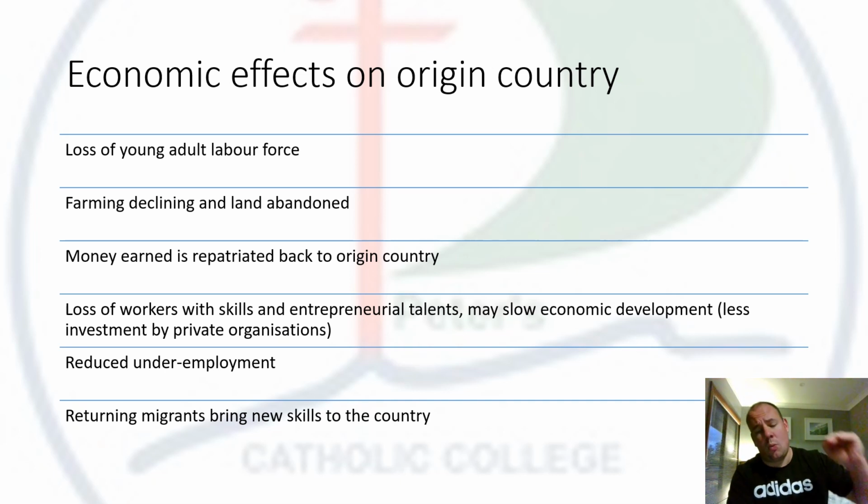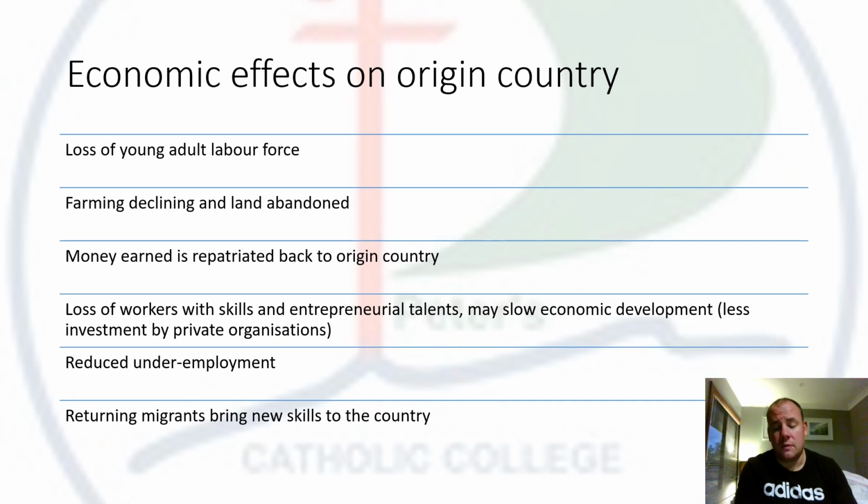Now origin is where immigrants come from. So if you're in the origin country and you're losing lots of people to migration, you're going to have a loss of young adult labour force. Generally, young males from families migrate to other countries for better work opportunities, and as a result, the origin country loses young adults. A lot of these origin countries are normally developing countries, and there's a big reliance on farming.